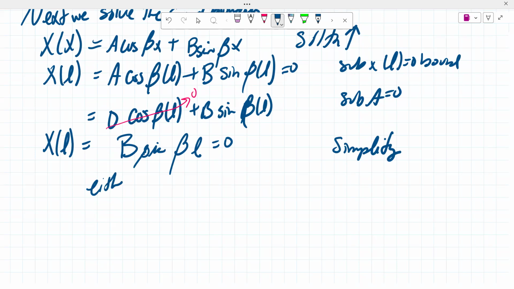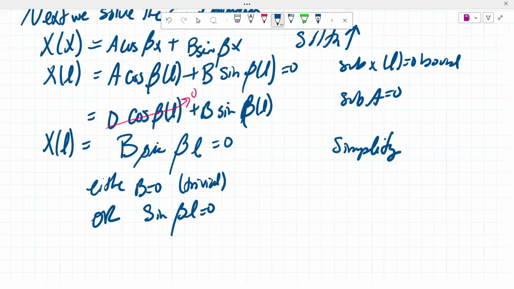Either b equals 0, which is trivial and therefore not interesting, or sine beta L equals 0. Finally, we have an interesting answer.